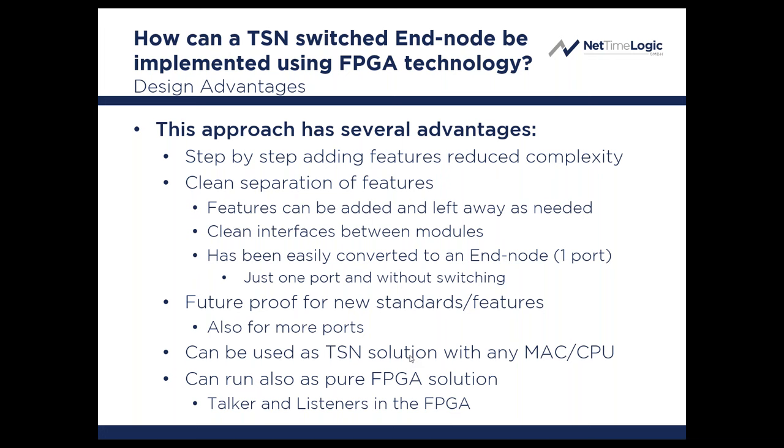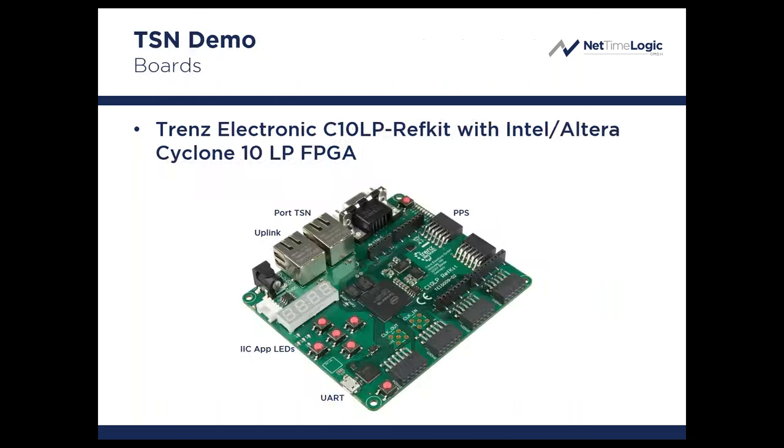The nice thing about that approach is that we can basically connect our TSN solution to whatever MAC or CPU, as long as it has some MII, GMII, or RGMII interface. We just connect there and take over the TSN functionality really in our core. So the scheduling is part of that, and the CPU just sends the frame in whenever it can, and we are scheduling it for the network. The whole thing can also run as a pure FPGA solution, so you don't even need the CPU. You can have your talker and listeners also directly in the FPGA and don't even connect a CPU to it.